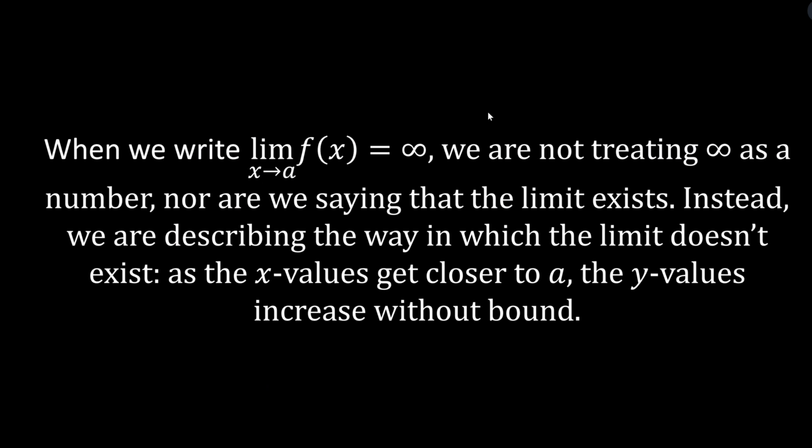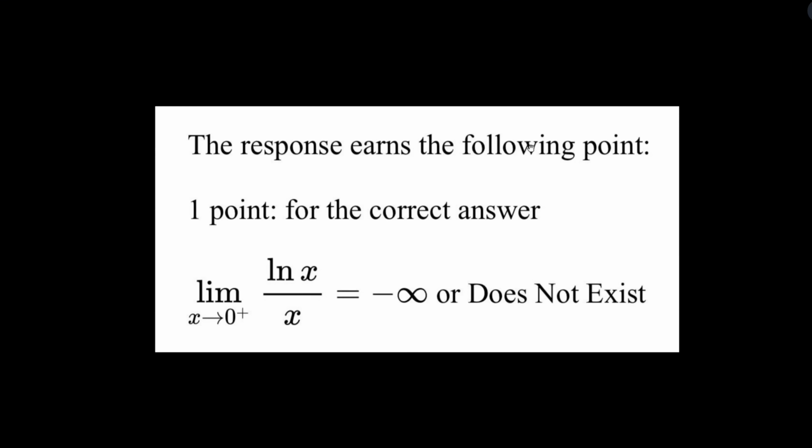So just to summarize what we just talked about, when we write this statement here, we are not treating infinity as a number, nor are we saying that the limit exists. Instead, we are describing the way in which the limit doesn't exist. And it's because as the x values get closer to a, the y values increase without bound, right? And you could change this to negative infinity, and you could just say decrease without bound. So that's the notation we use to describe this situation, and this is confirmed by College Board.